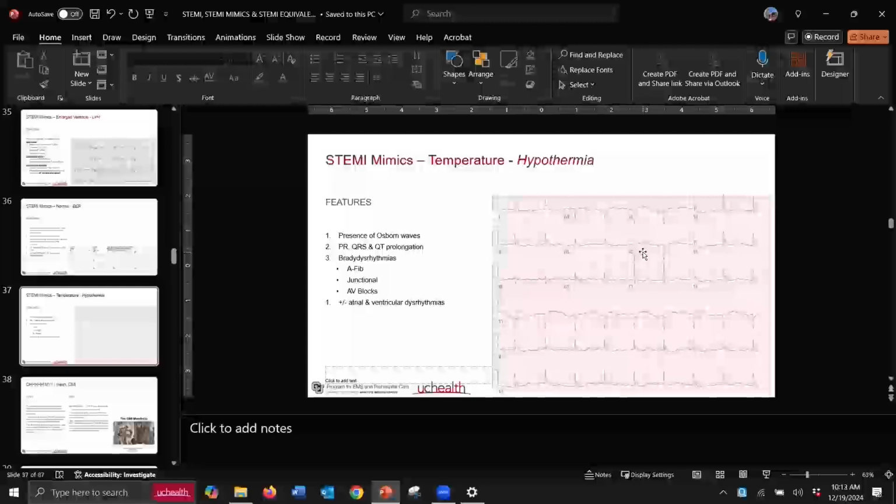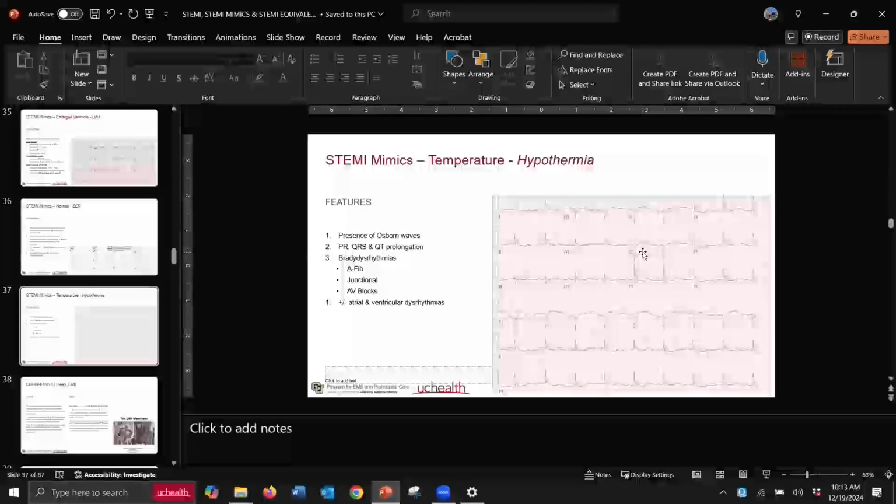So how do we differentiate the other causes of Osborne waves versus the hypothermic patient? Don't overthink this. Yeah, they're cold. And they got Osborne waves. Osborne waves confirms that they're cold. Them being cold confirms the Osborne waves.